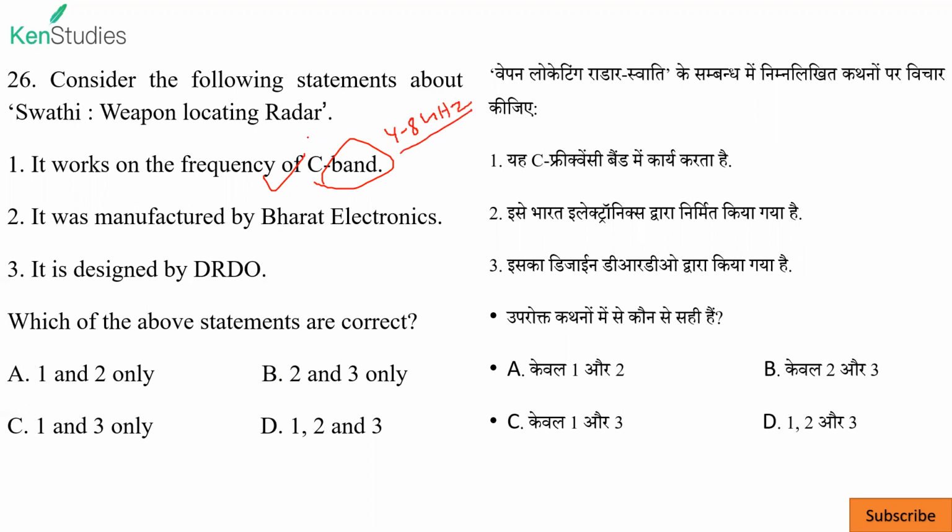Okay, different things have different frequency. For example, some mobile phones are working at, for example, 2 to 2.5 gigahertz, depending on different things. So it is working in C band, means 4 to 8 gigahertz. So this statement is correct. Second statement, it was manufactured by Bharat Electronics. Yes, Bharat Electronics Limited. It is designed by DRDO. It is also correct. So all 1 to 3 are correct.